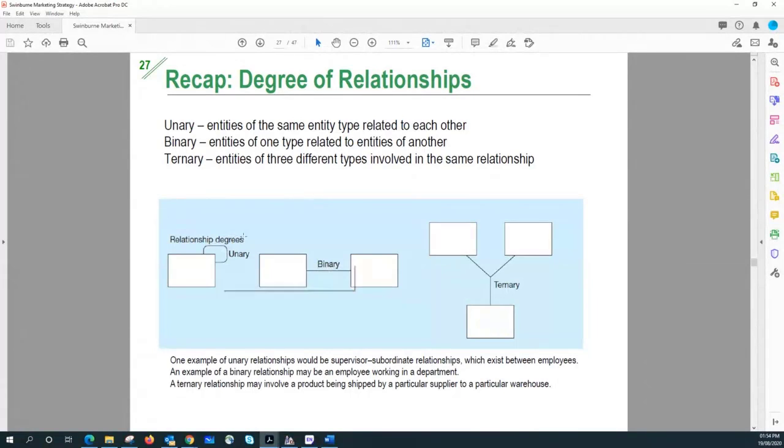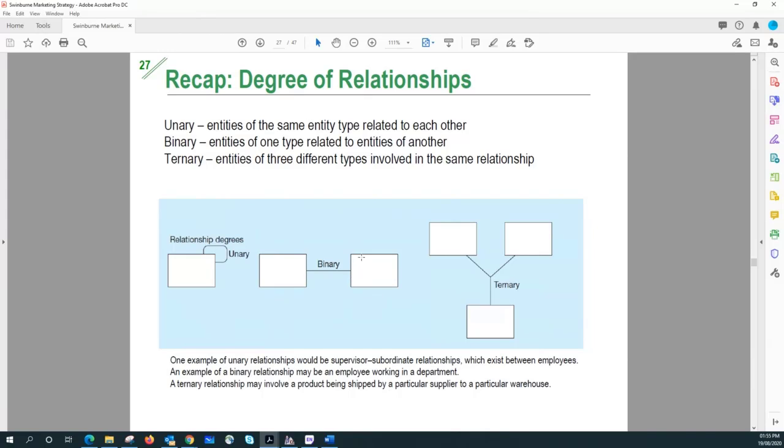Some examples for the unary relationship. Unary means entities of the same type are related to each other, so instances in the same entity are related to each other. The classic example is employees. Some employees manage some other employees. That means some employees are managers, managing other employees, so the relationship loops around the same entity. That is what we mean by the unary relationship. The binary is very popular.